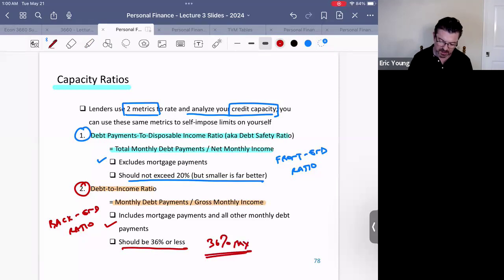Notice that this one is bigger than this one, in part because it includes your mortgage payments. But you want to keep your front end ratio below 20% and your back end ratio below 36%. If you can hit these ratios, you're going to demonstrate a high credit capacity and be rewarded with better loan options and better interest rates.